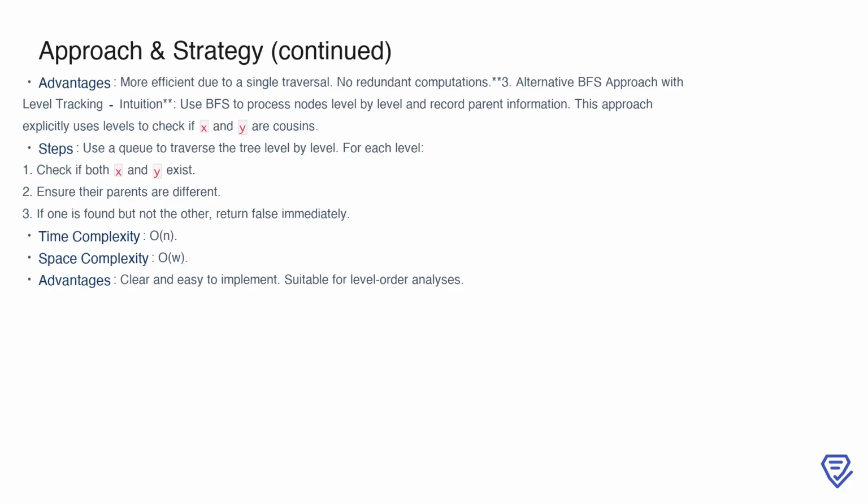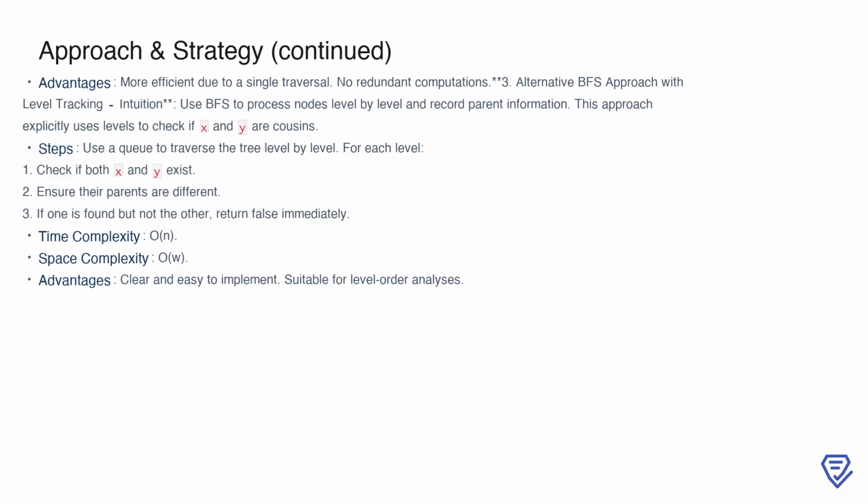Another variation of this is the alternative BFS approach with level tracking. Here, we use BFS to explicitly process nodes level by level and gather parent information. Specifically, for each level, we check if both X and Y exist and ensure their parents are different. If one node is found but not the other, we can immediately conclude that they are not cousins. This method is also efficient, with a time complexity of O(N) and a space complexity of O(W). Its step-by-step processing makes it especially easy to implement and well-suited for problems that require level-order analysis.